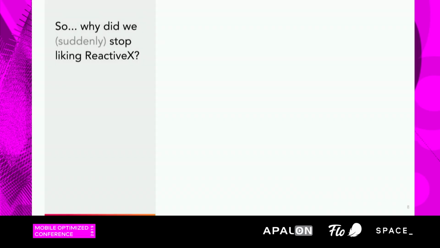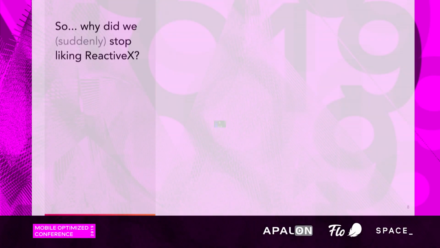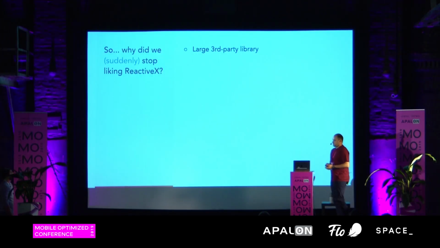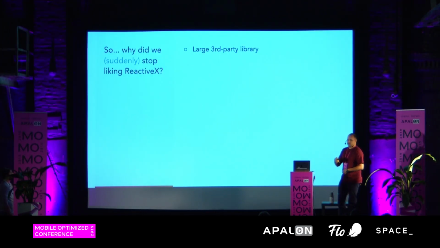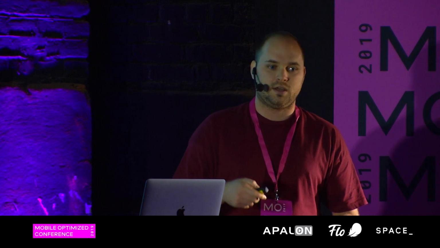Okay, so why did we suddenly stop liking Rx? Probably the biggest reason is that it's a large third-party library, maintained by people in the community, some guys from Netflix, of course, Jake Wharton. Basically, it's huge. You need to import it, and then you use like 5% of its capabilities. It has a steep learning curve, meaning that you would need to learn a lot before you can actually use it with confidence in production, especially if you want to start doing tests, then you have to learn another set of things to be able to test code that uses Rx.